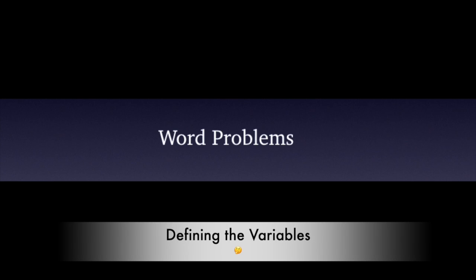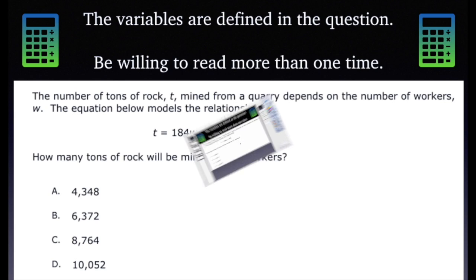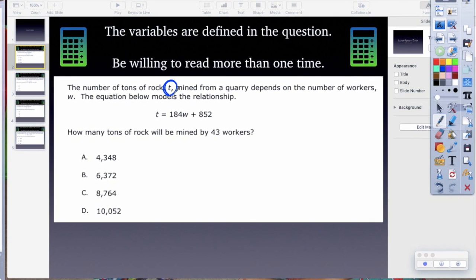Okay, today we're going to talk about a few word problems and defining the variables. Our first question says the number of tons of rock, T, mined from a quarry depends on the number of workers, W. The equation below models the relationship: T equals 184W plus 852. The question: how many tons of rock will be mined by 43 workers? Let's see how to do that.